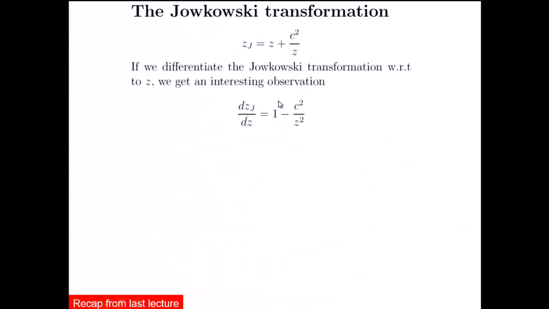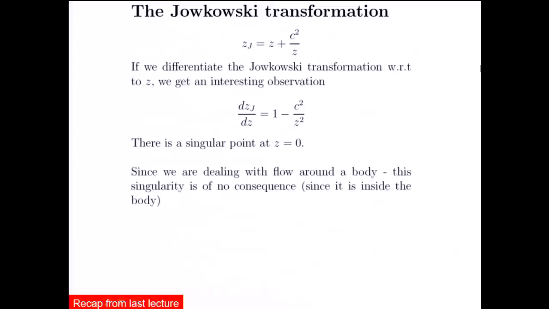Okay, so if we differentiate this transformation, we can get something like this, and we'll see that there's a singularity point at z equals 0. This is okay for us because in the original plane, this point is just the origin, and that's in the center of the cylinder we're looking at. Since we're more worried about the flow around the cylinder rather than the flow inside the cylinder, it doesn't really bother us that much because we are not looking at the flow inside the cylinder anyway.